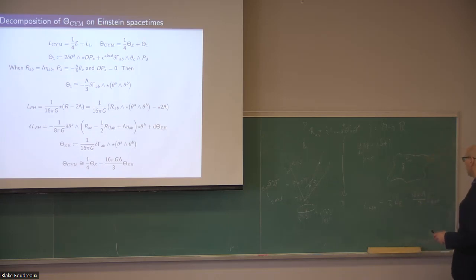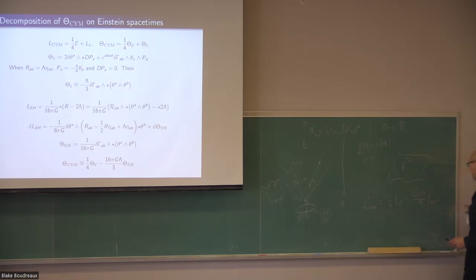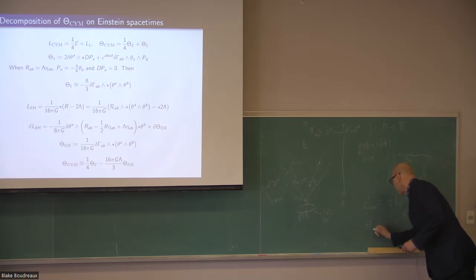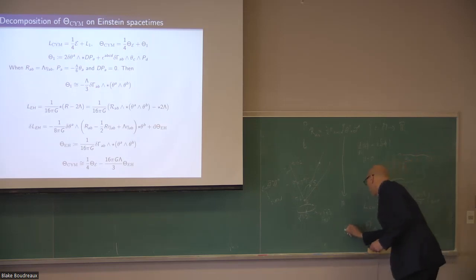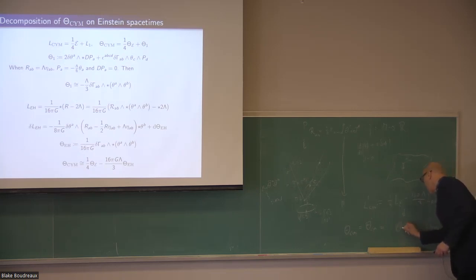I mean, it's not really equality, but the equality is the following. If we consider an action which has this form, and if we calculate from this the corresponding symplectic form, then it will be our symplectic form. But on the other hand, it will satisfy this property here. It means it will be the symplectic form of the combination of the corresponding symplectic forms.